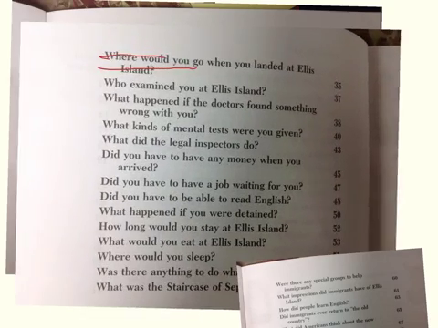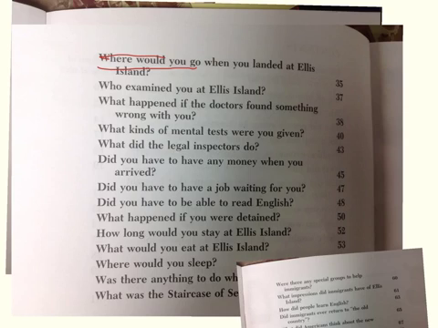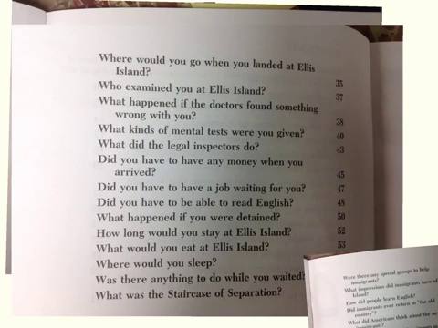Now I'm going to go through and look at the rest. I'm noticing that there are topics about where you would go when you landed at Ellis Island, who examined you, what happened if the doctors found something wrong with you, what kinds of mental tests were given, what did legal inspectors do, did you have a job waiting for you, did you have to be able to read English, what happened if you were detained, how long would you stay at Ellis Island.